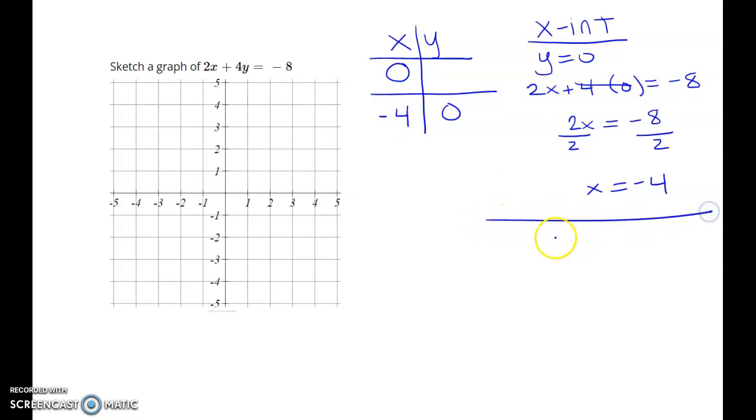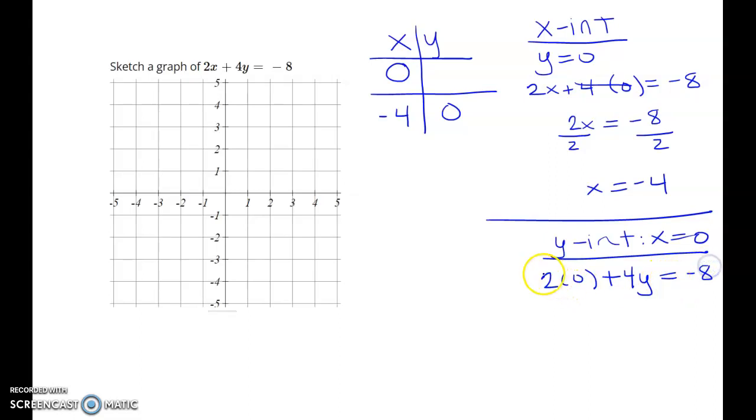Okay, at the y-intercept, x equals 0. So we'll substitute that in. So 2 times 0 plus 4y equals -8. 2 times 0 cancels, so I get 4y equals -8. Divide by 4 on each side. -8 divided by 4 is -2.